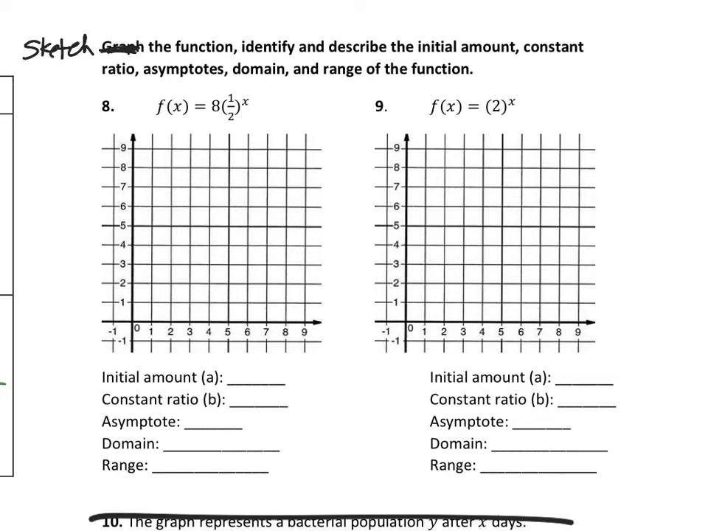Now, your function should be y equals a times b to the x. f of x and y mean the same thing, so whatever. But what is my initial amount in number 1? Wait, can you repeat the question? What is my initial amount? It's 8, because the a and the 8 are in the same spot. Cool. The initial amount is 8, which means that's also where my graph crosses the y-axis.